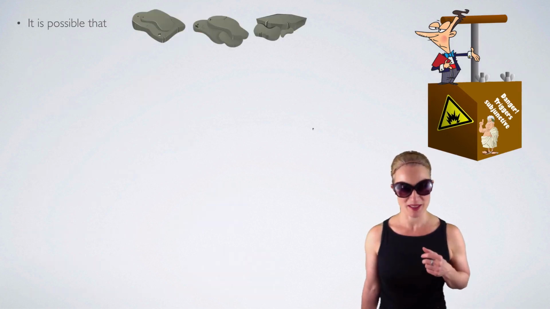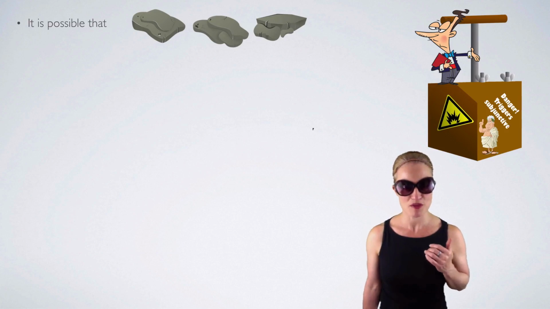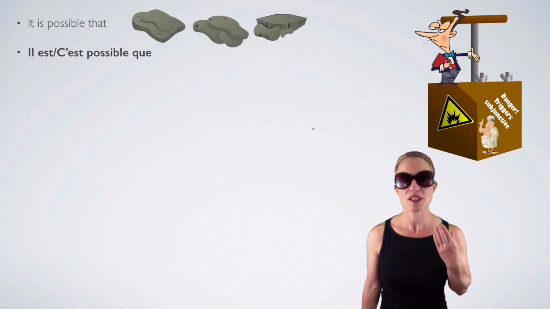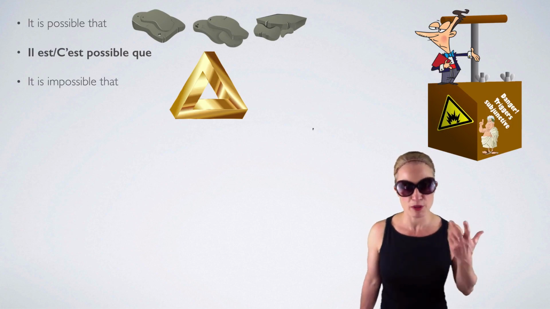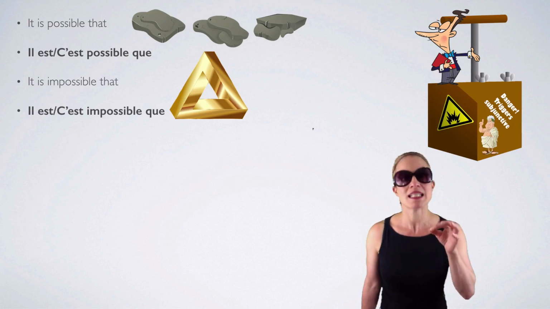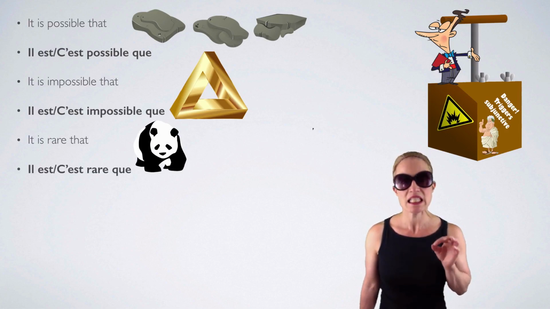It's possible that. Got the stepping stones to make it possible to cross the stream or the river. Il est possible que. C'est possible que. It's impossible that. We have this impossible puzzle. Il est impossible que. C'est impossible que. It's rare that. Il est rare que. C'est rare que.